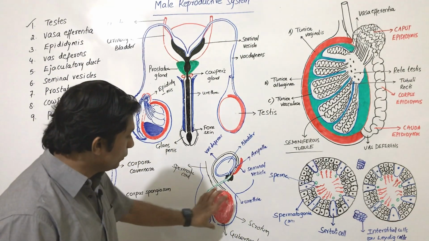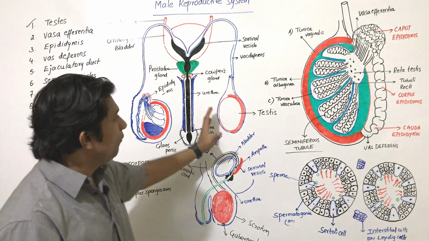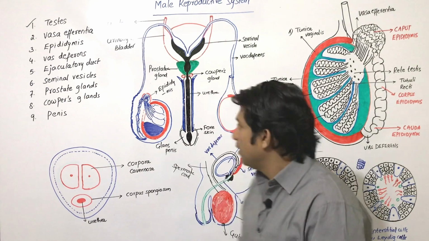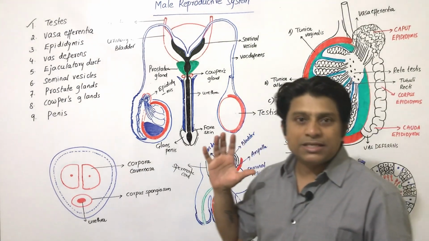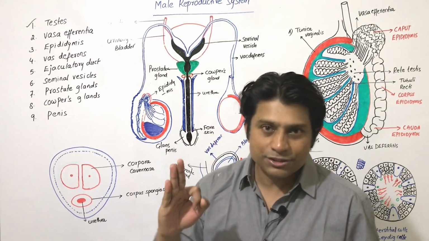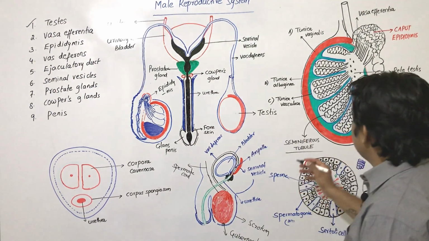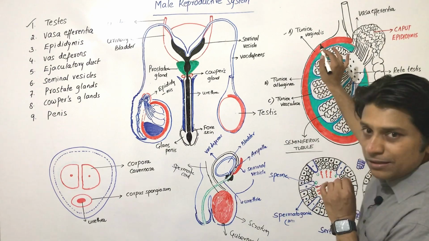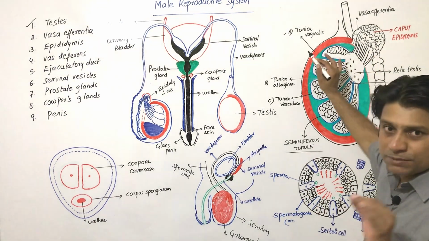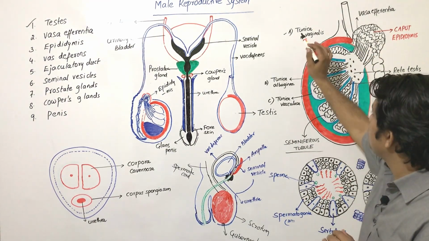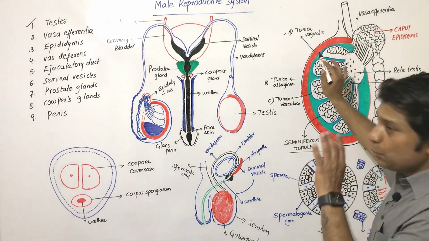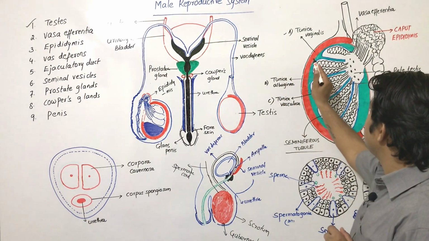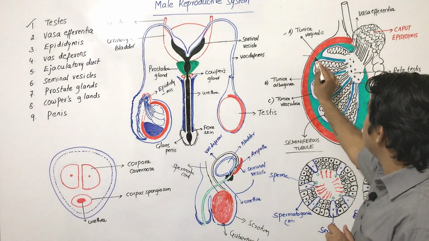Fine. Next, coming to the testes. When you see the section of the testes, what are the different layers present? Look here. Testes are surrounded by 3 layers. The outermost layer is known as the tunica vaginalis. The entire part which is marked with red is the tunica vaginalis. Now this tunica vaginalis is in turn arranged into 2 layers. This is the outer layer, this is the inner layer.